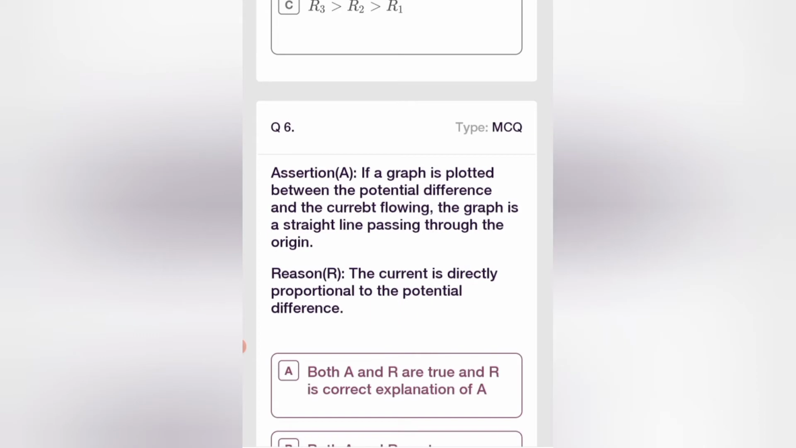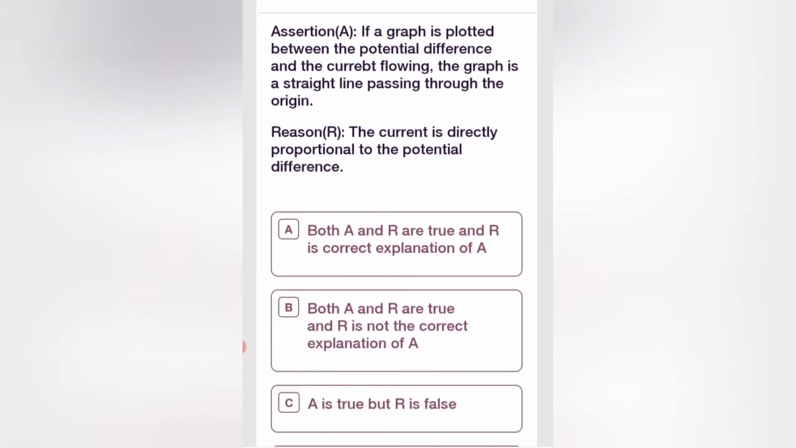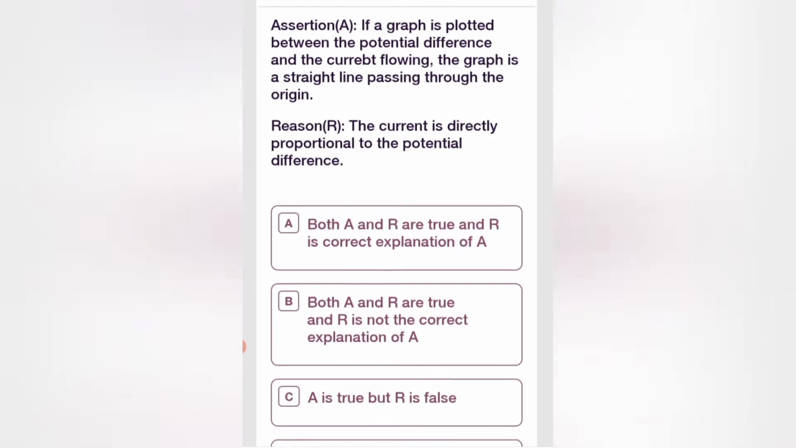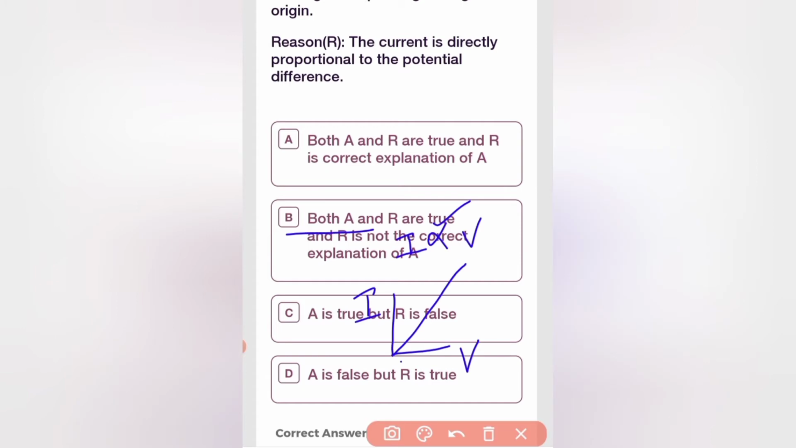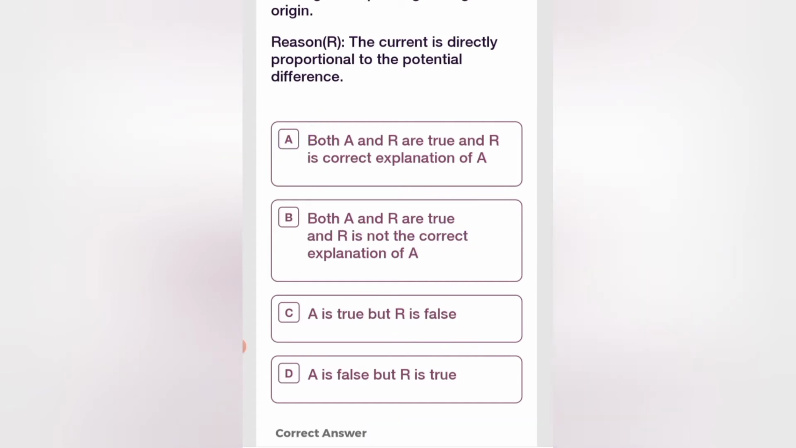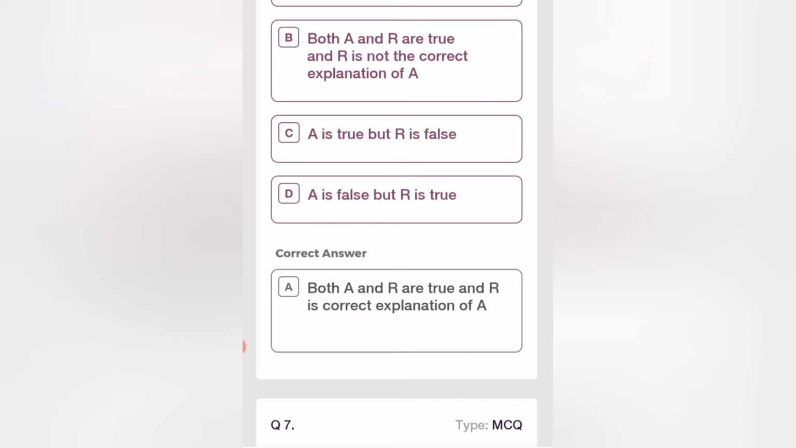Let us go for option B. Both A and R are true and R is not the correct explanation of A. No, it is the correct explanation only. So it is not option B. Option A is correct. Option C is A is true but R is false. No, both are true. So C and D will not come. So the correct answer will be option A. Both assertion and reason are true, and R is the correct explanation of assertion.